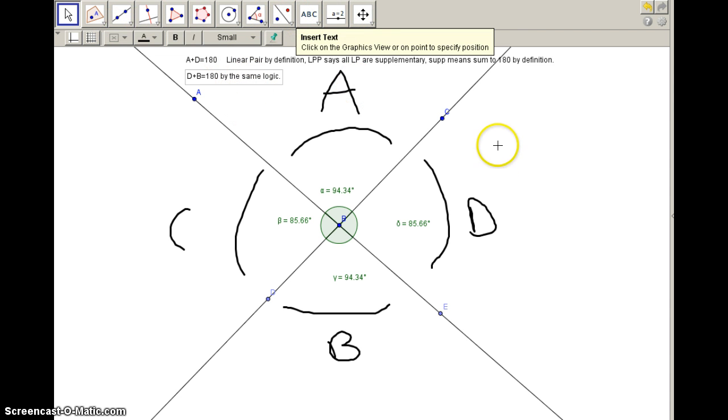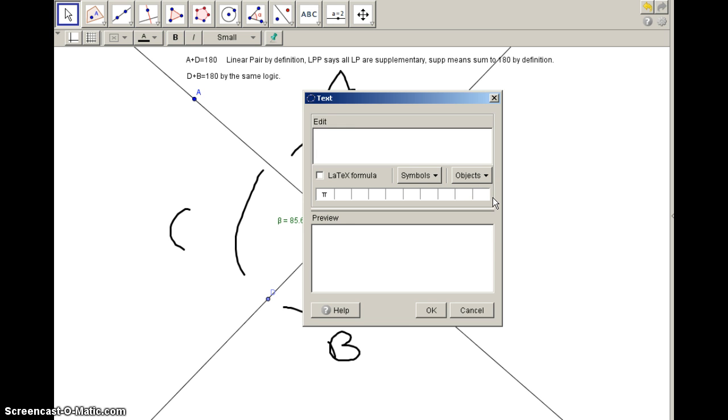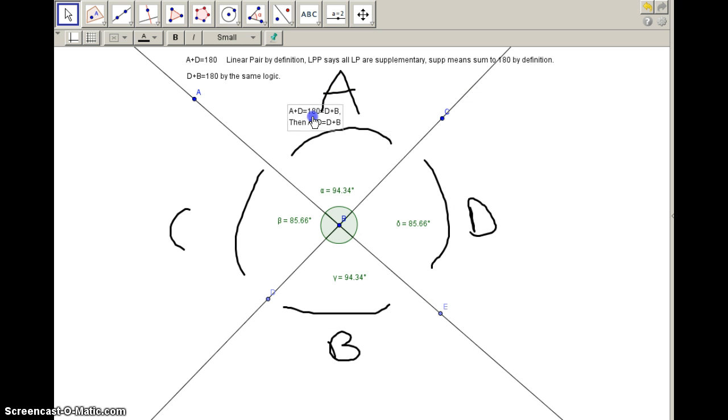So we're going to go ahead and put this in here. Oh boy, I'll get my text tool back. Where'd it go? There it is. Okay, so that means since A plus D equals 180, and that is also equal to D plus B, there we have our statement. We would say then A plus D equals D plus B, right? So let's just make sure we understand what that logic says. Since they both equal 180, they must be equal to each other, right?